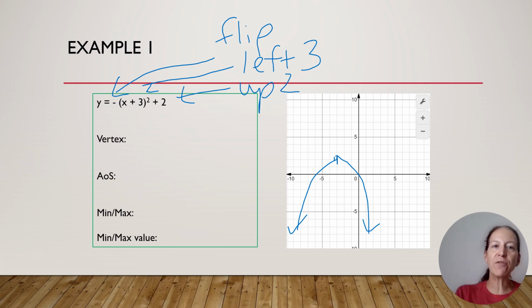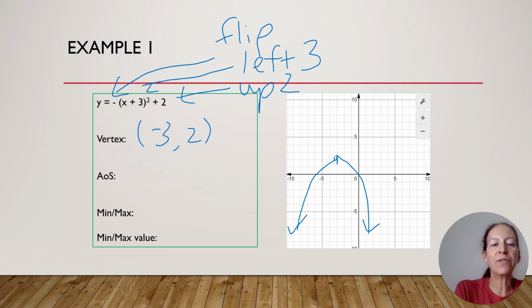Once you have your quick sketch, the rest of this is actually pretty fast. So what is the vertex? All I need to do is locate it on the graph. It is at the point (negative 3, positive 2), because it went left 3, up 2.